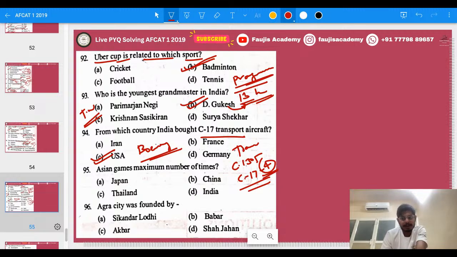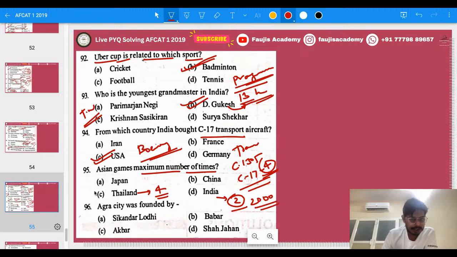Asian Games. Asian Games, yes, that's correct. Devnathan, yes. Asian Games is held maximum times in which of the countries? Which of the countries has held the Asian Games the maximum number of times? Okay. The maximum number of times, Thailand has held 4 times. Okay. India has held only 2 times. Okay. And that was also before 2000s, right? So the Asian Games, the maximum number of times has been held by Thailand, right?